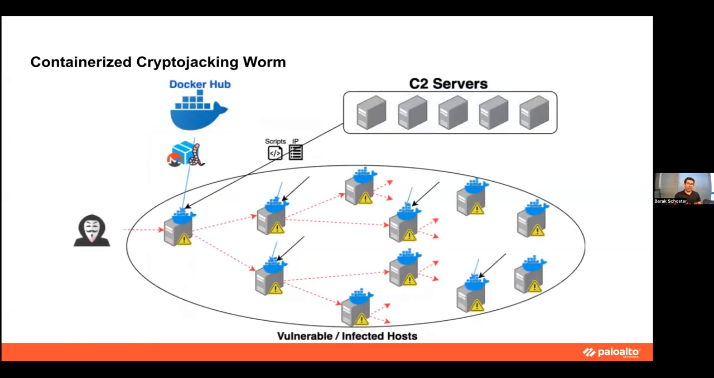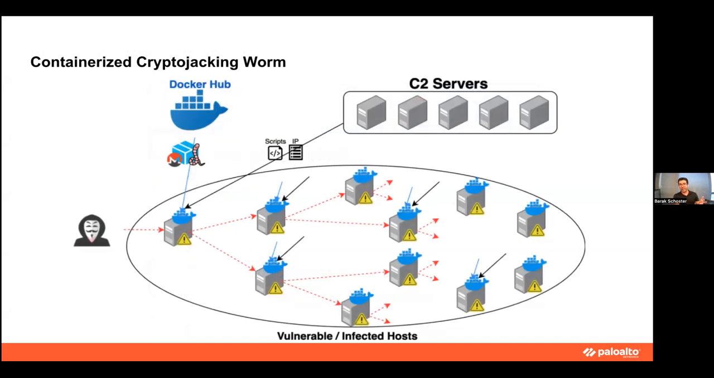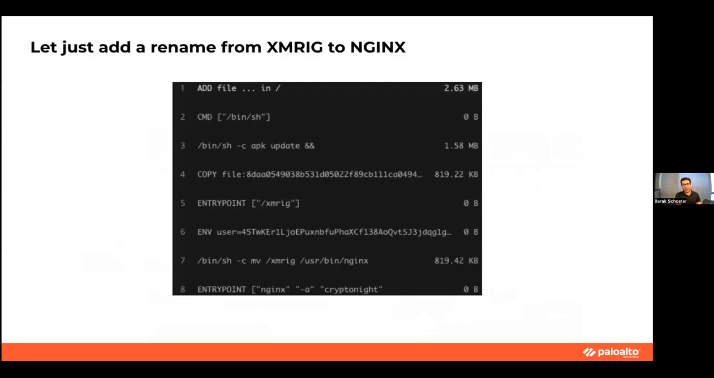And what did it run? This Nginx-like image is actually running a crypto mining attack. And on every build or every pull request, the crypto mining is running at the expense of my GitHub runners and is producing money for the attacker. How did they do that? They just created an image named Nginx. And instead of running the Nginx binary, they executed the XMRig binary, which is a crypto miner. Simple.